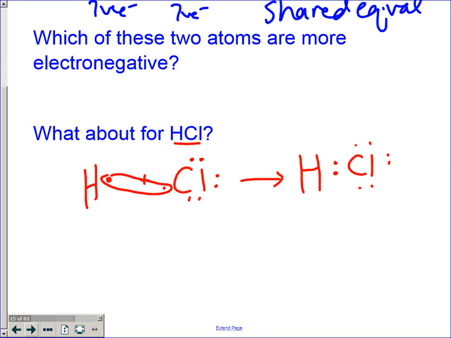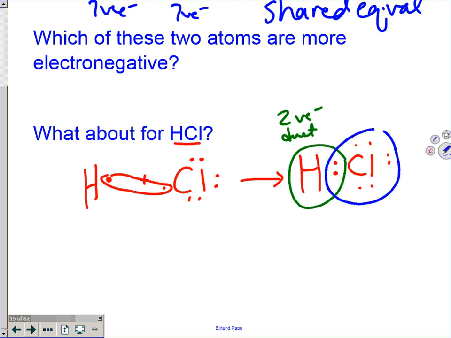So if I circle hydrogen, how many electrons are around hydrogen? 2. Is that stable? That is the duet rule, right? If I circle chlorine, how many electrons are around it? 8 valence electrons, and is that good? Yeah, that's an octet, right? Okay, so both of them are happy. That means they're both stable. But the reason they're stable is because we're actually sharing electrons.